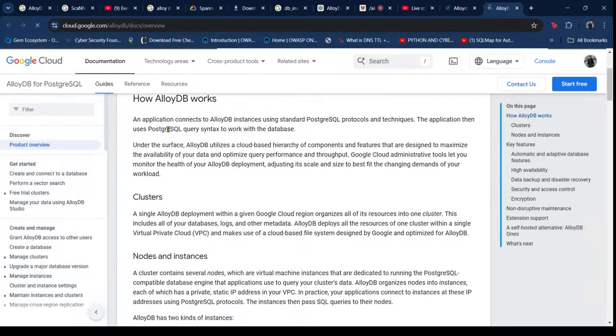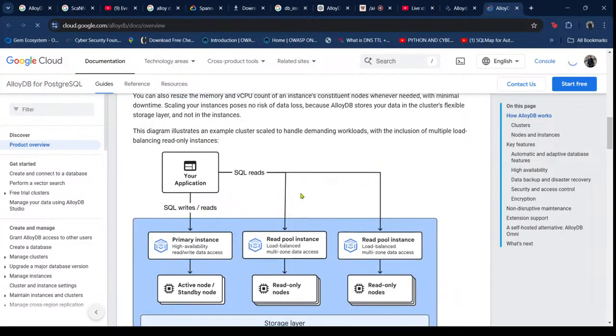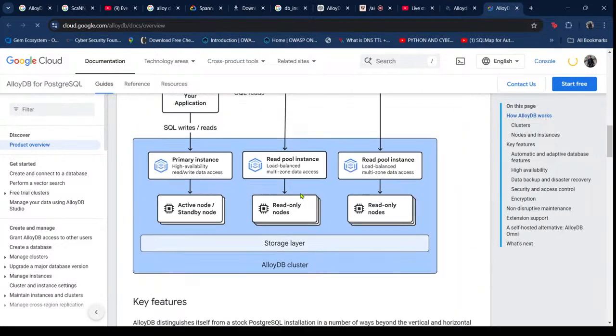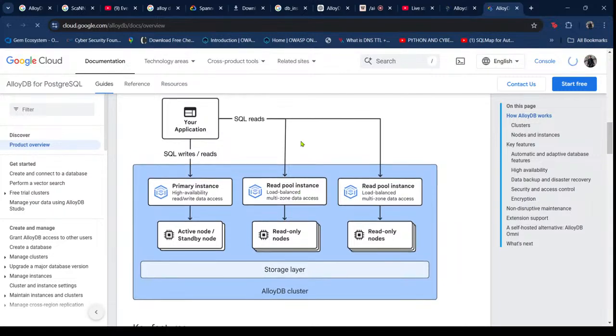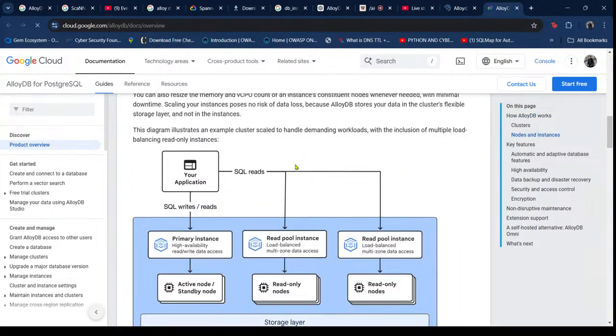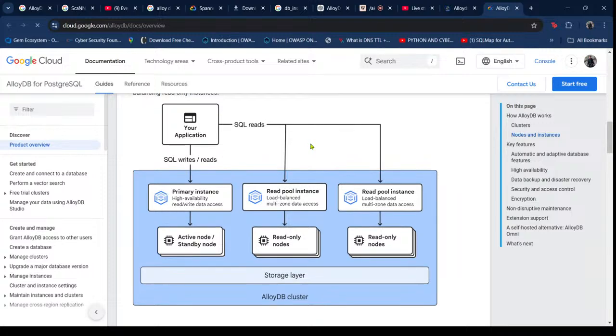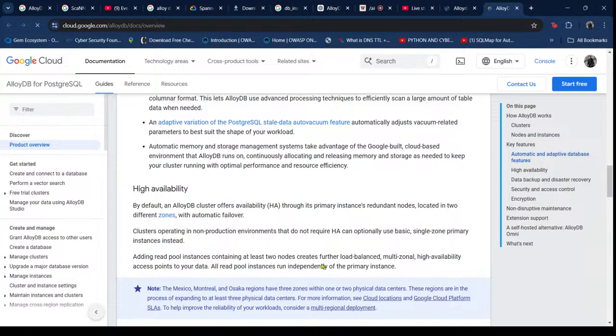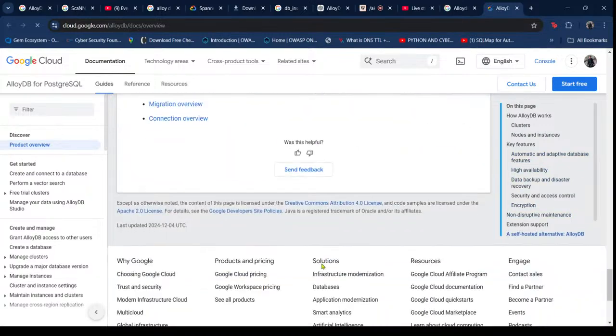So they are written, and application components are already using standard PostgreSQL protocols. This is the basic architecture diagram, an example cluster scaled to handle demanding workloads with multiple load balancing read-only instances. Your application, SQL reads, SQL writes, read pool instances, read pools have primary instances, active nodes, standby, read-only nodes. I think this is the picture which we were searching, right?